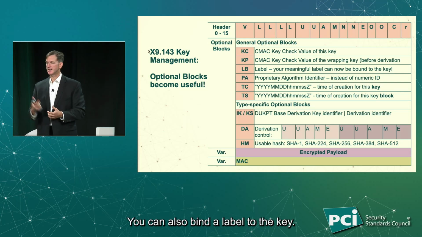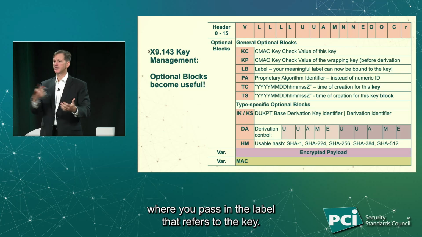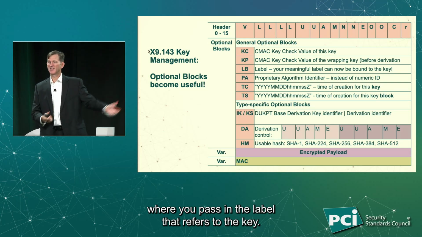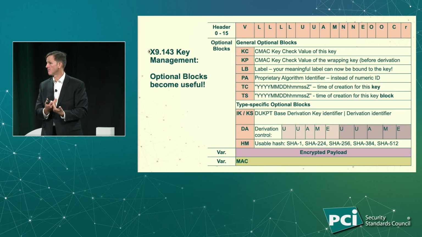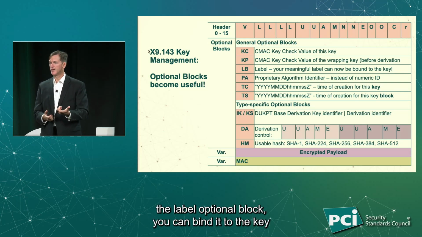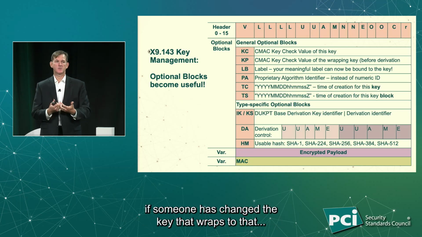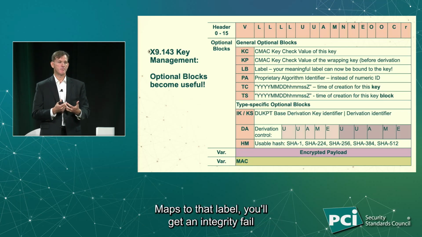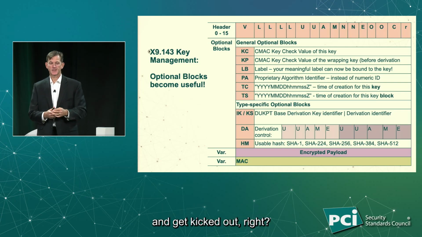You can also bind a label to the key. You're used to labels in your key management systems where you pass in the label that refers to the key. There's no binding between them, right? So I could swap them. But with this optional block, the LB optional block, the label optional block, you can bind it to the key, and if someone has changed the label, or changed the key that maps to that label, you'll get an integrity fail and get kicked out, right?